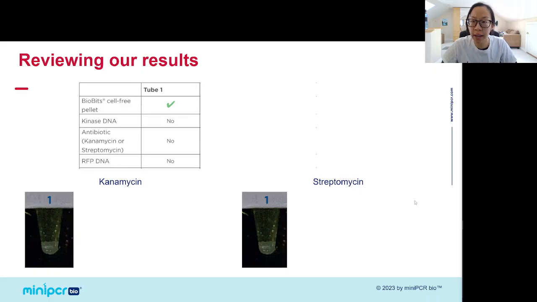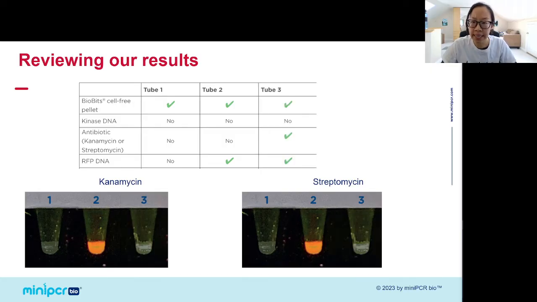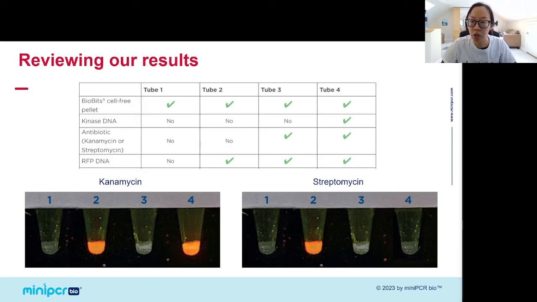Again, tube 1 just had water, so we saw nothing for both sets as pictured here. Tube 2 had RFP DNA, and we do see RFP for both sets. We do see that glowing red. Tube 3 had RFP DNA and either kanamycin on the left side of the screen or streptomycin on the right side of the screen. And looks like we didn't see anything in those tubes. And then tube 4 had the antibiotic, the RFP DNA, but also had the kinase DNA, the antibiotic resistance gene added. And we see RFP in the kanamycin set, but nothing in the streptomycin set.